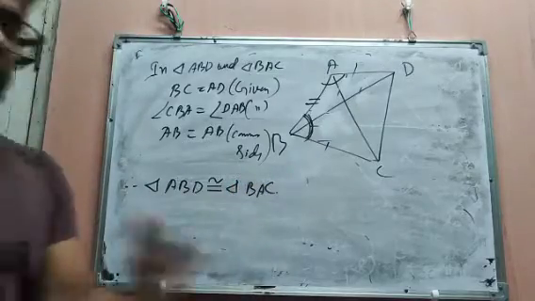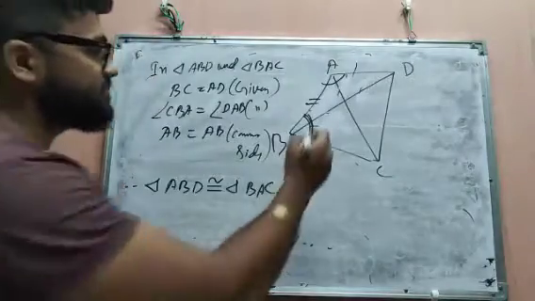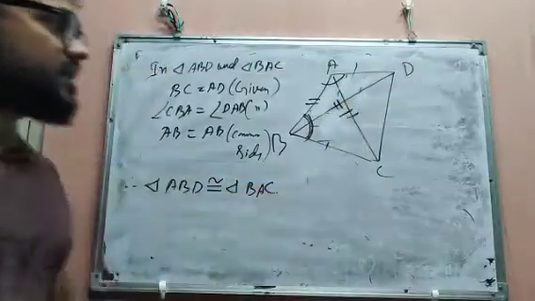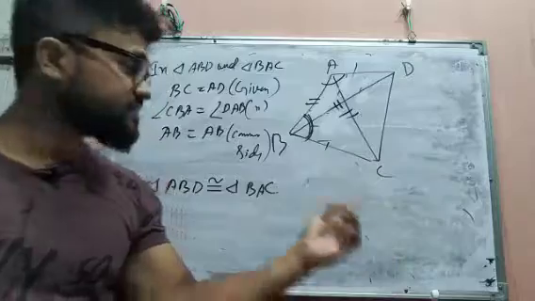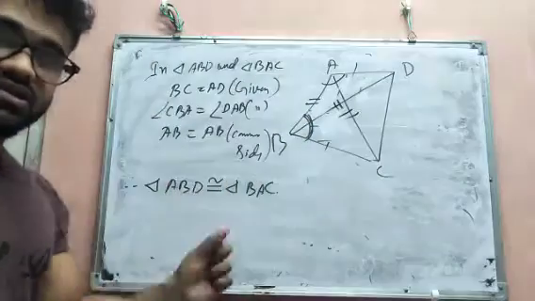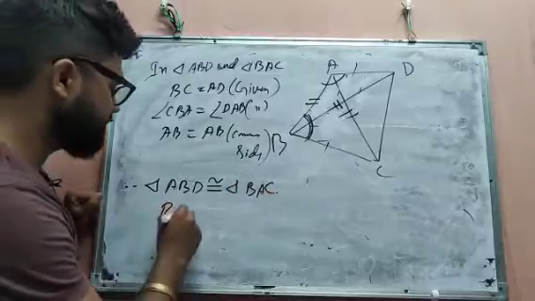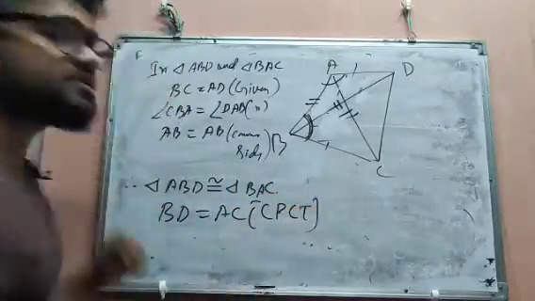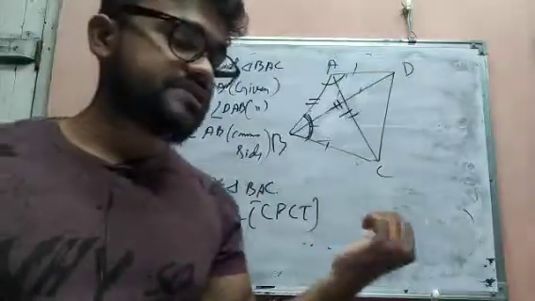Along with that, we are asked to prove that BD equal to AC. Now see, this is BD, and AC is that one. Clearly, BD and AC are the corresponding parts of these two congruent triangles, so we do not need to prove that again. Simply we can write BD equal to AC. The condition will be CP, because these two are equal by corresponding parts of congruent triangles.